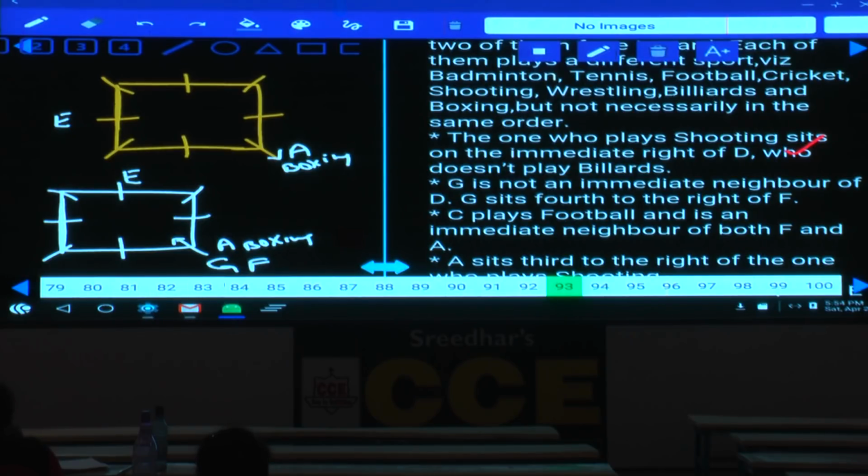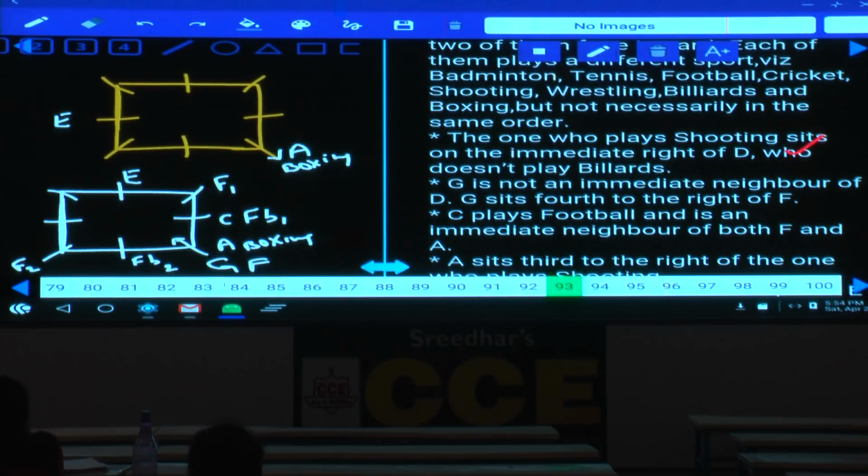A who plays boxing is given. Then next one. And G is not an immediate neighbor of D. G sits fourth to the right of F, and C plays football and is an immediate neighbor of both F and A. Immediate neighbor of both F and A, isn't it? Now C plays football and is an immediate neighbor of both F and A. If F is here, that is one case. Or football at this place, then F will be here. This is F1, football 1. Or football 2, F2 will be here.